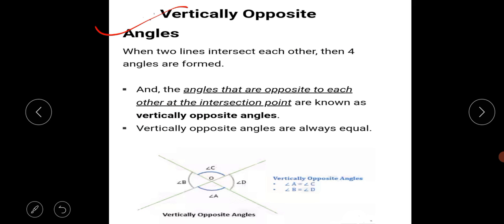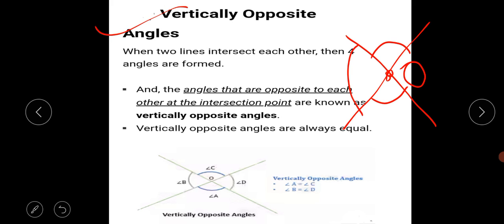Next is the vertically opposite angles. Vertically opposite angles are those angles, suppose these two lines intersect each other at common vertex O. So the angles formed here, this and this, are vertically opposite because they have the common vertex, and these are also equal because they are formed opposite to each other and meet at the common vertex. So at the common vertex, when two angles meet and they are opposite to each other, they are vertically opposite, and the property of them is that they are always equal.